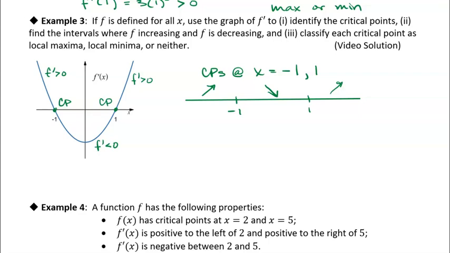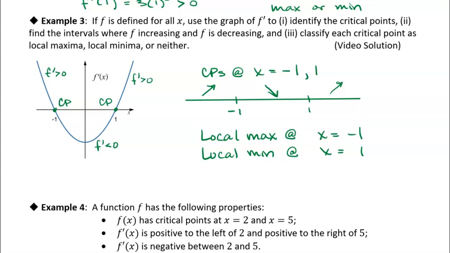All right, so based on the first derivative test, now I can classify my critical points. I have a local maximum at x equals -1, and I have a local minimum at x equals 1, just based on the first derivative test. Okay. Now we don't have enough information to determine what the y values are, because all we're given is the values of f prime. We don't know what f of x is.